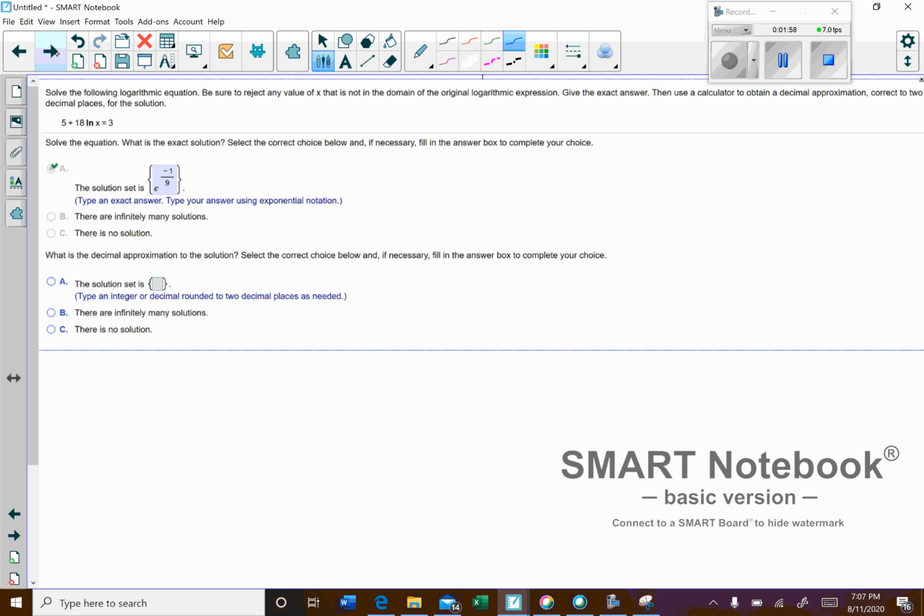All right. So this one says solve the following logarithmic equation. Be sure to reject any of the x values that are not within the domain. Give the exact answer, and then use the calculator to obtain the approximation. Okay, so what we want to do here is isolate the natural log, and then we're going to insert a base of e on both sides. At least that's the way I would approach it.